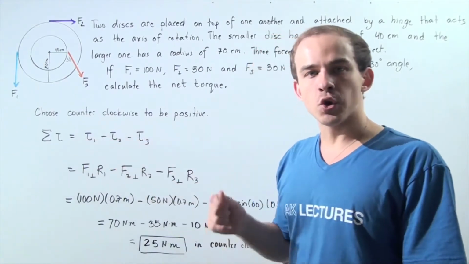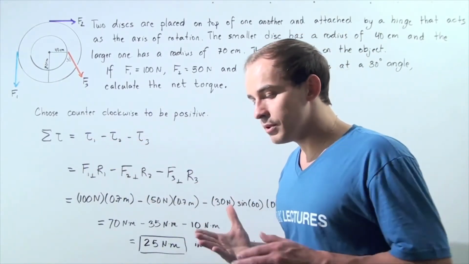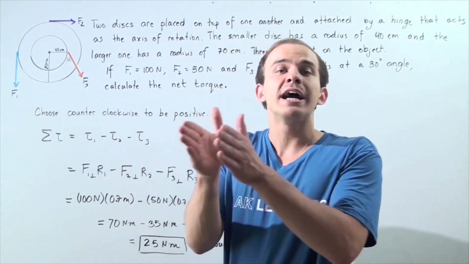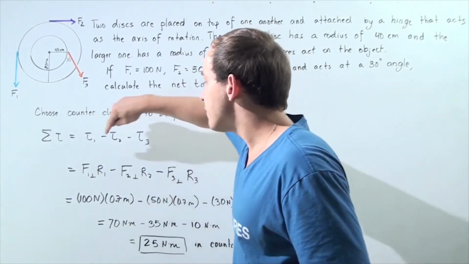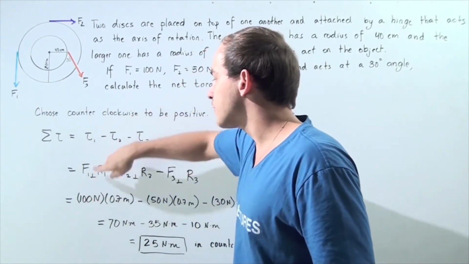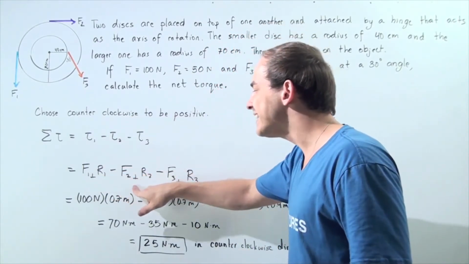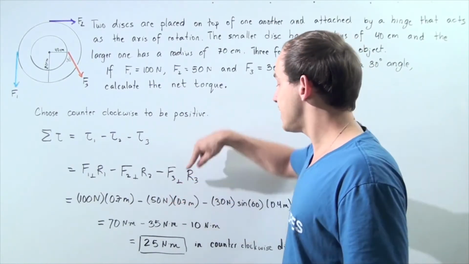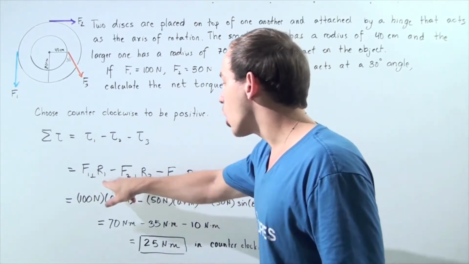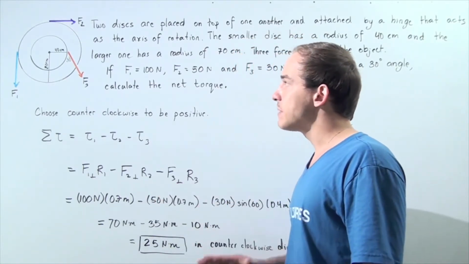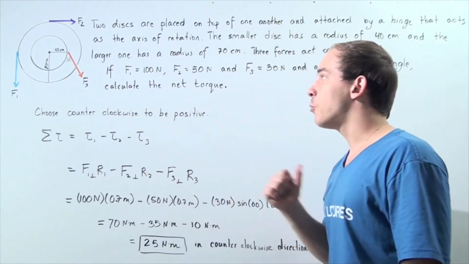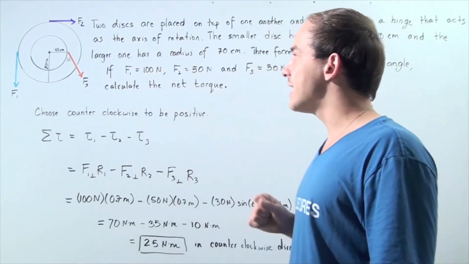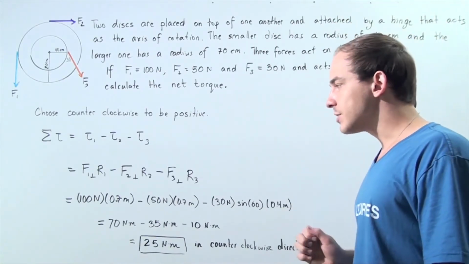So what exactly is torque 1? Remember, torque is simply, we take the force that acts at a perpendicular angle and multiply by the lever arm. So we have force 1 perpendicular to lever arm 1 minus force 2 perpendicular times lever arm 2 and minus force 3 that is perpendicular to lever arm 3. Notice R1 and R2 are exactly the same. It's 70 centimeters or 0.7 meters. And R3 is simply the radius of the smaller circle. It's 40 centimeters or 0.4 meters.